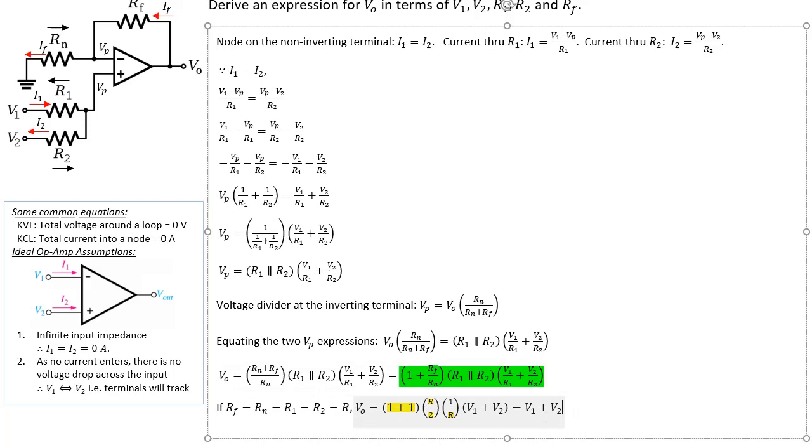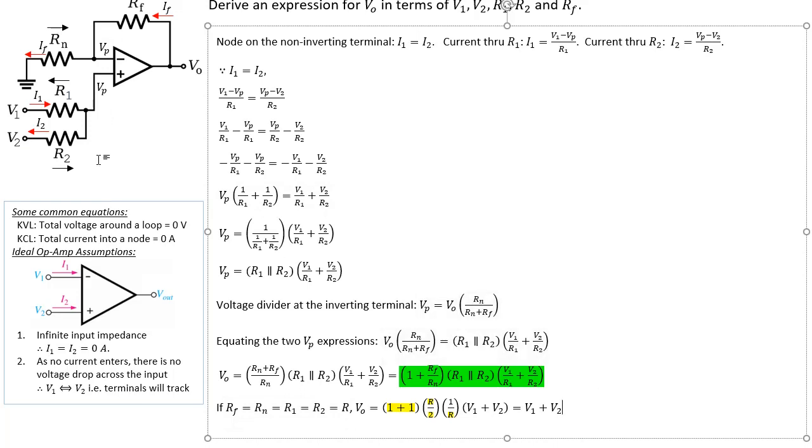You don't get a negative term. A negative term simply implies that the output waveform would be 180 degrees out of phase with the input waveform. In this case, it won't be so. So that's an example of what happens when we make certain assumptions about the various resistor values.